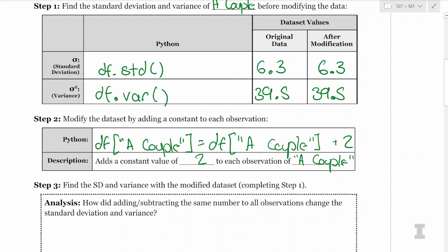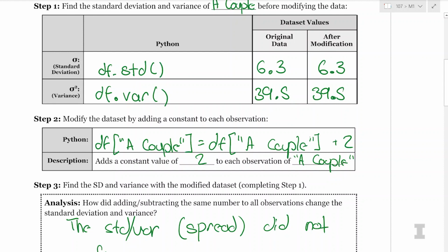That sounds good. So how did adding the same number to all observations change the standard deviation and variance? I'm going to say the standard deviation and variance, which is the spread, did not change at all. Oh, that's interesting. Do you have any insight for that?